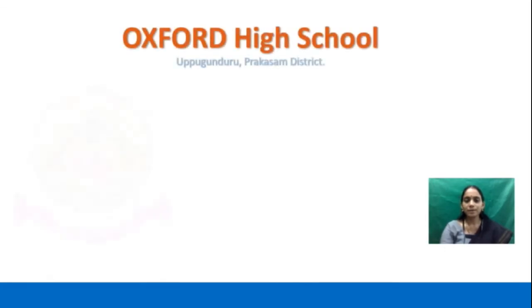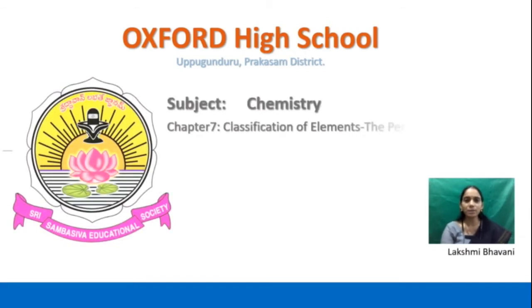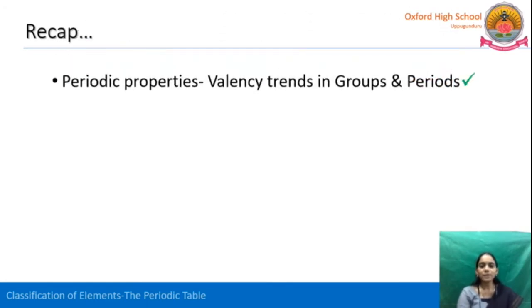Today, let us discuss the next topic in our lesson, the classification of elements in the periodic table. Let us recap what we have studied in the previous class. We are discussing the periodic properties. The first one is valency. And we have seen how the valency is trending in groups and periods.